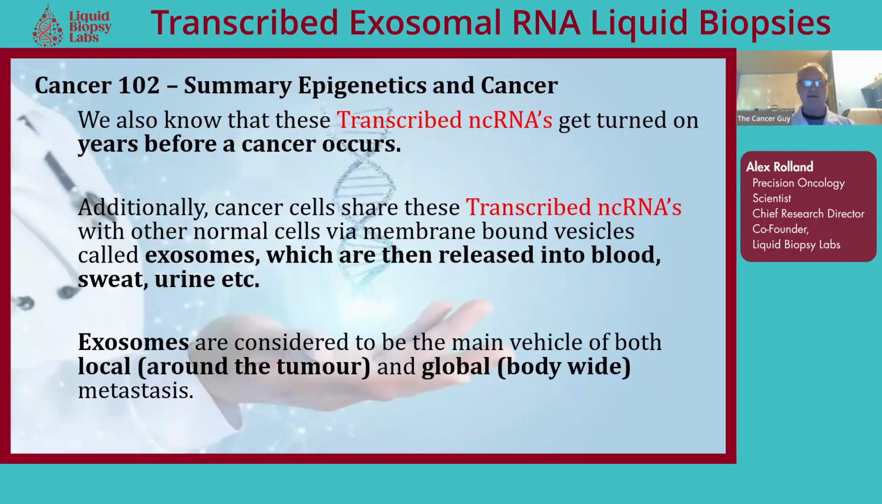Additionally, cancer cells share these transcribed non-coding RNAs with other normal cells via membrane-bound vesicles called exosomes. These exosomes are released into the blood, sweat, urine, etc., and they move around the body and get taken up by other cells. Exosomes are actually considered to be the main vehicle of both local and global metastasis. In other words, they're the way that cancer cells metastasize.